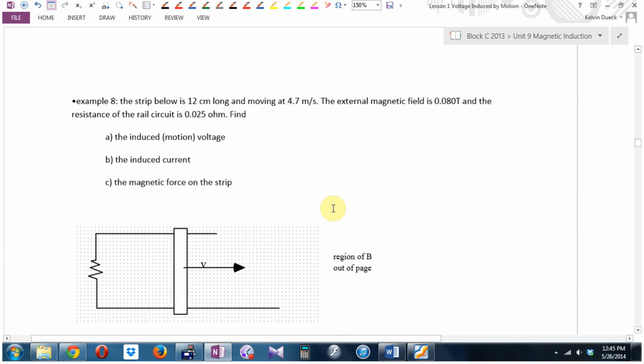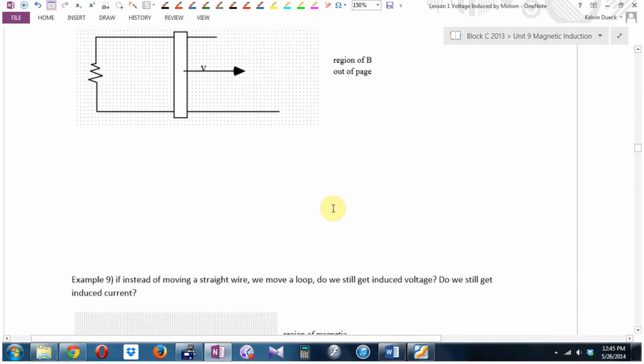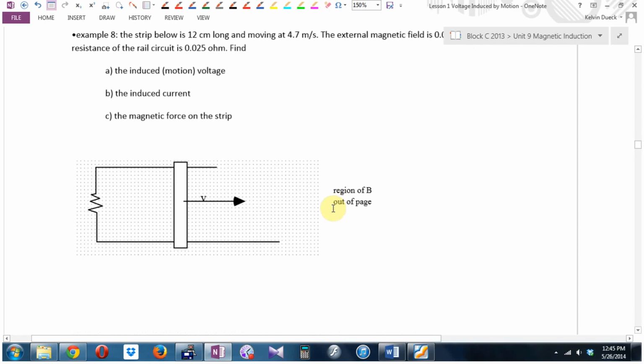So, let's put it all together. The metal strip below is 12 centimeters long. It's moving at 4.7 meters per second. The external magnetic field is 0.08 Tesla, out of the page. And the resistance of the rail circuit is 0.025 ohms. Find A, the induced voltage, B, the induced current, and C, the magnetic force on the strip. Okay. You ready? Induced voltage, that's voltage equals B times L times V.